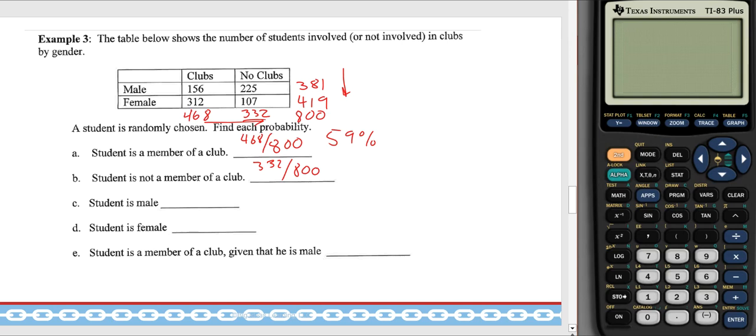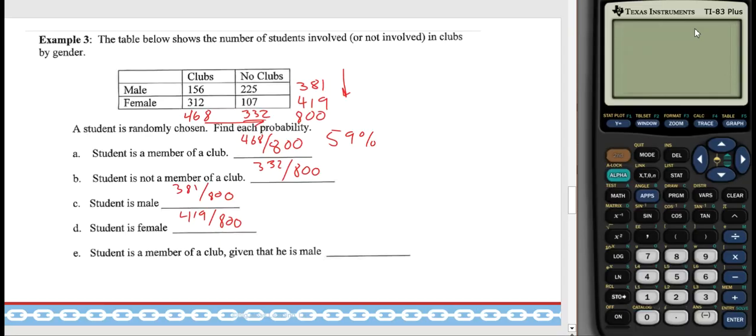And then C and D, male or female. 381 males were surveyed out of the 800, 419 females out of the 800. And I'm just pulling those out of my subtotals there of males, females, club, no club.